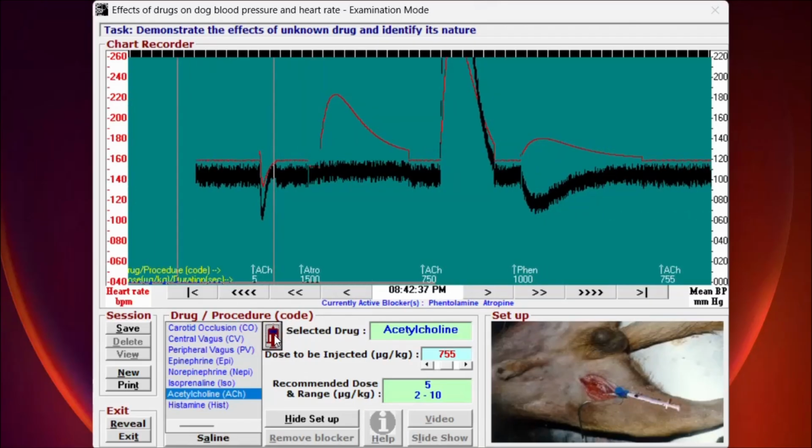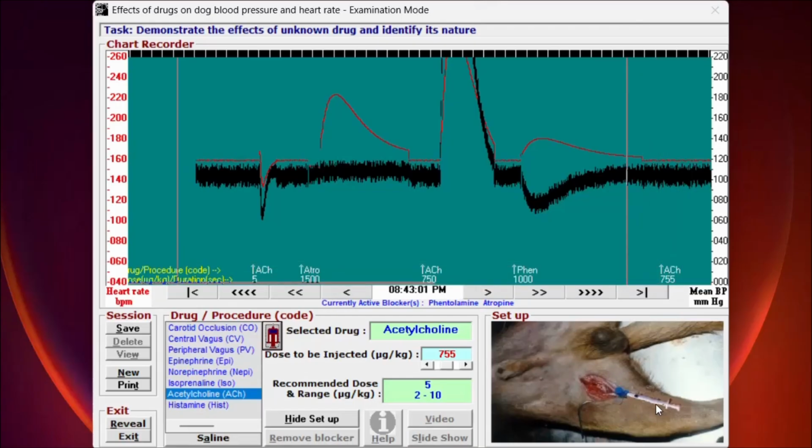So you can see now there is no effect. Why? Because alpha receptors are also blocked, and we have already blocked the muscarinic receptor. Why? With the help of atropine. So muscarinic receptors are also blocked, so we are not getting a fall in blood pressure, and now alpha receptors are also blocked, so we are not getting a rise in blood pressure. So altogether we are not getting any effect now when we are giving acetylcholine.